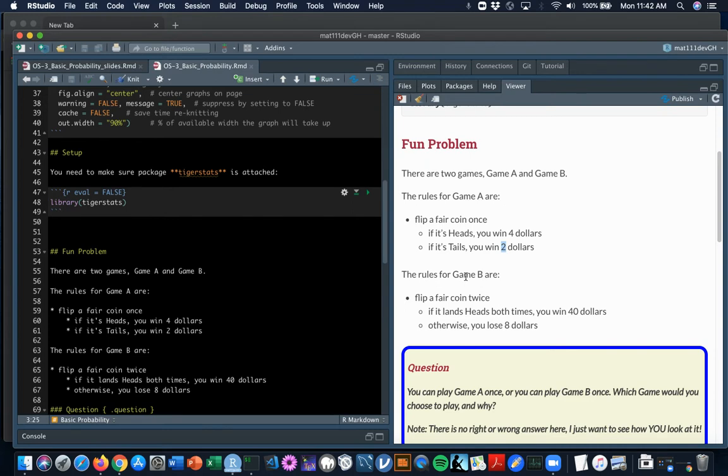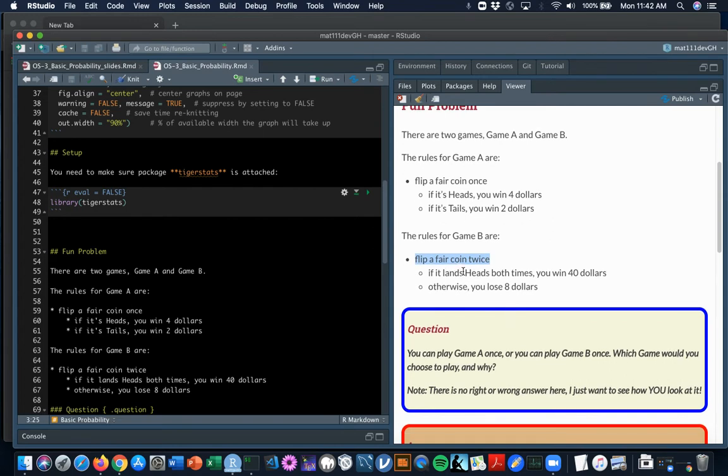Now, there's another game out there, game B. And it has different rules. You flip a fair coin twice. And if that coin lands heads both times, you win $40. But otherwise, you're going to lose $8. And that one looks a lot more scary, but also very appealing in some way. Because you've got to get heads twice to win. Anything else, you're going to lose $8. On the other hand, if you get heads twice, you win a lot.